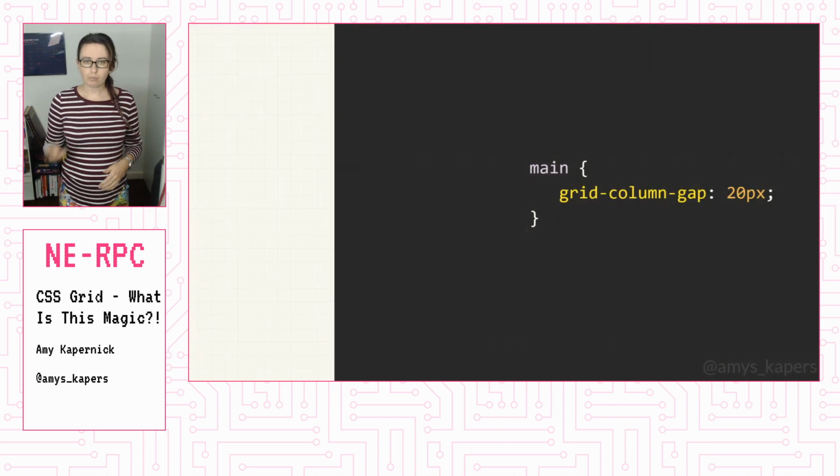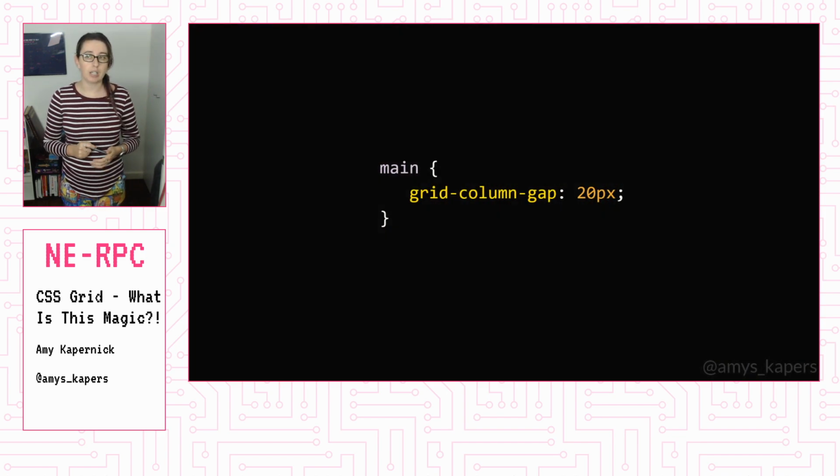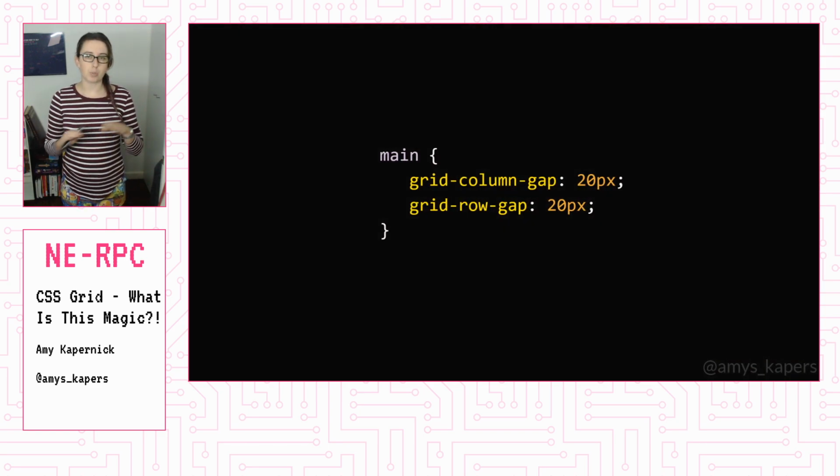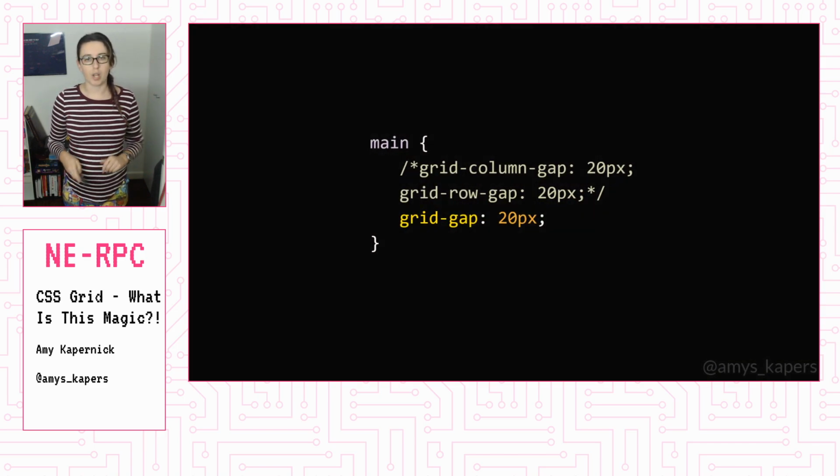Lastly, I want to add a gap between each of my columns and each of my rows. So I can use grid column gap to define a gap between columns. I want to set 20 pixels. I can use grid row gap to define between rows, 20 pixels, or I can use the shorthand, which is grid gap 20 pixels.